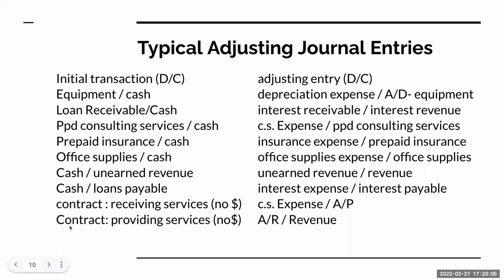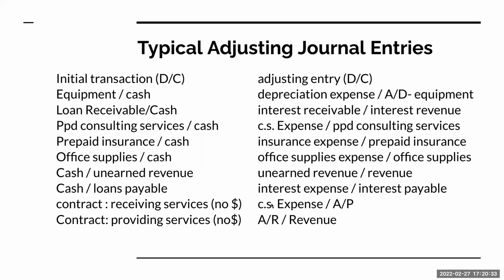Likewise, if I've signed a contract, but I'm going to be providing services to someone, even though there's no money exchanged, even if I have not sent my customer an invoice, right? That invoice is going to show the work we've done and it says pay me. Even if I haven't sent over that invoice, I'm going to go ahead and debit accounts receivable, meaning that they owe me the money because I've done the work, and I'm going to credit revenue.